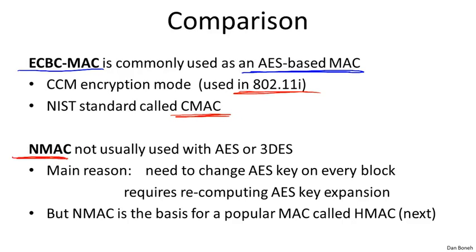NMAC, in contrast, is not typically used with a block cipher, and the main reason is that in the NMAC construction, the key changes from block to block. That means that the whole AES key expansion has to be recomputed on every block, and AES is not designed to perform well when you change its key very rapidly. So when you use NMAC, you use block ciphers that are better at changing their keys on every block, and as a result, NMAC typically is not used with AES.